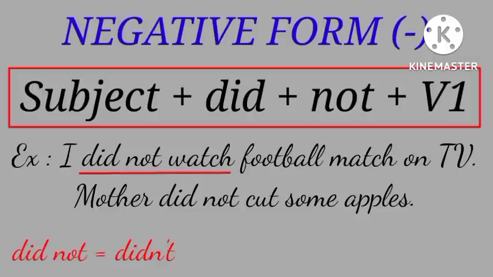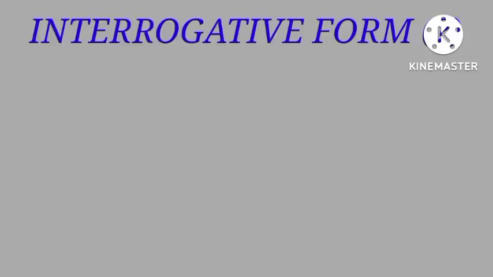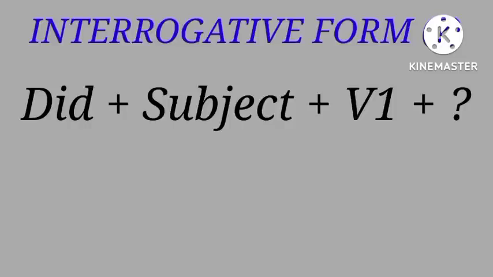Mother did not cut some apples. Jadi tadi yang watched plus ED balik menjadi watch tetap ya. Dihilangkan ED-nya, jadi tetap watch. And did not cut. Cut verb 1, cut verb 2, same. And then did not, kita bisa tulis didn't. Next, interrogative form.